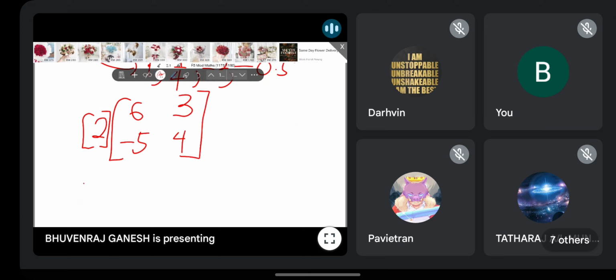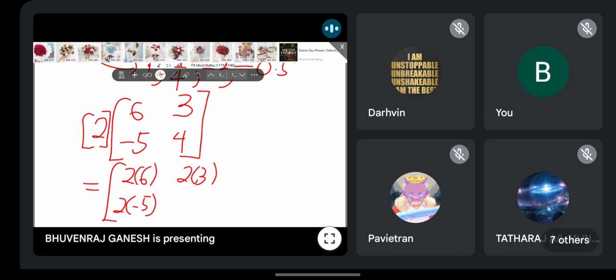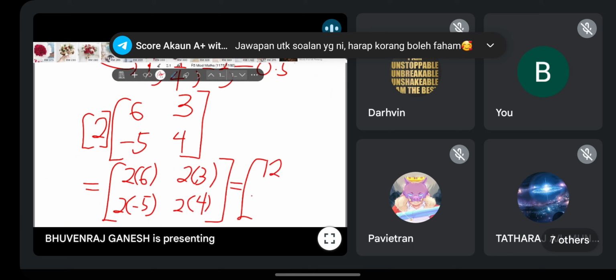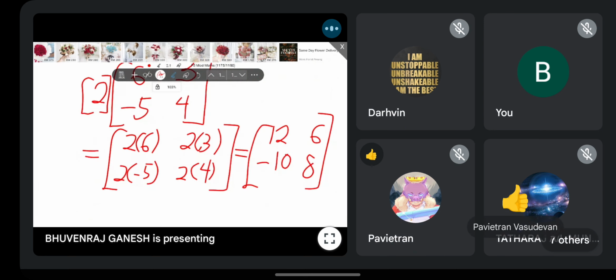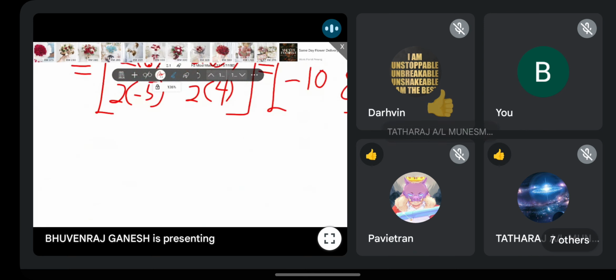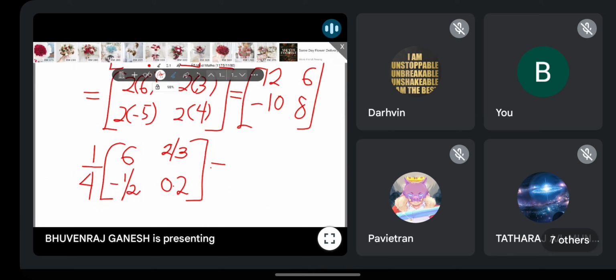Now basically you just have to show the working like this. Yeah, correct. And then 2, 3, and then 2, 4. So then you will get final answer 12, negative 10, 6, 8. So yeah, this is how we solve it. All right, so now let's say I modify a bit. It becomes like this now. And then this one. Okay, can you all tell me how we're going to solve this?